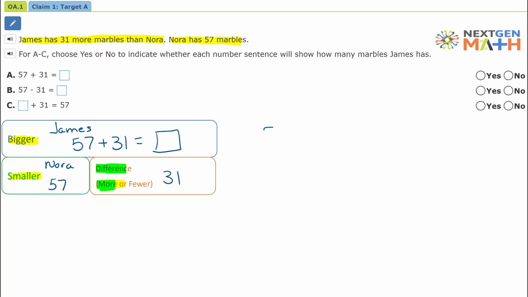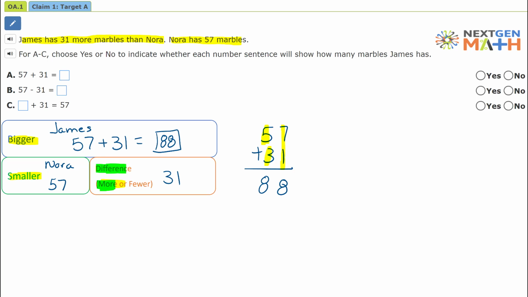So 57 plus 31, when we add this, we add our 1s first. 7 1s and 1 1 is equal to 8 1s. Now when we add our 10s, 5 10s and 3 10s, that's also equal to 8, but 8 10s. So our answer really is 88.